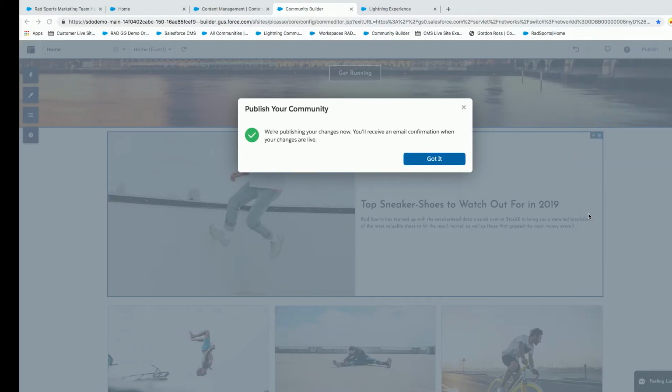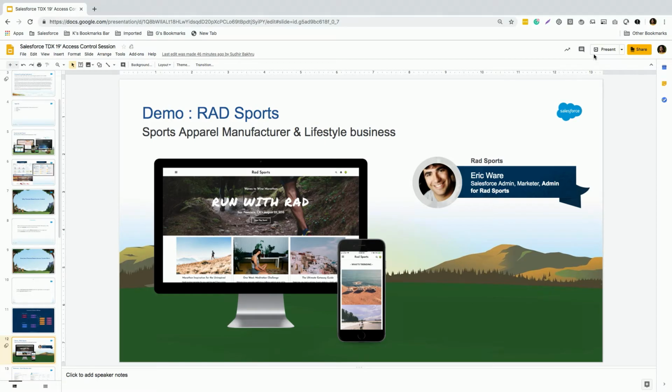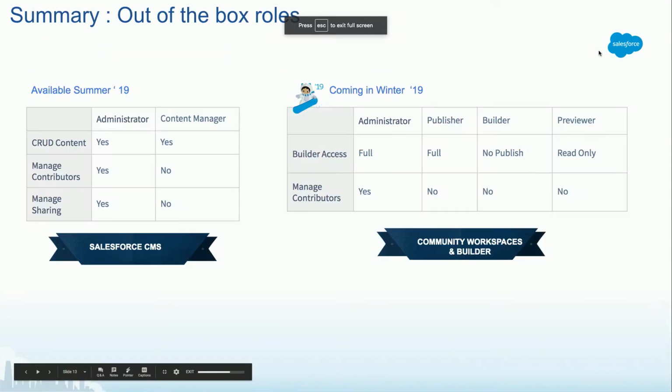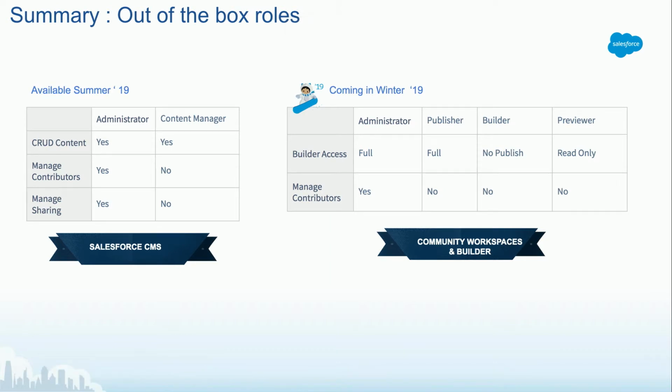Now, switching back, I just wanted to give you a quick summary of what you saw. On the left here is what we have available for summer. So you have the notion of defining out-of-the-box roles for Salesforce CMS. You have the content admin and the content manager. If you're the admin, you have godlike rights. You can manage sharing and manage collaborators. Well, if you're the content manager, you just have permissions with content.